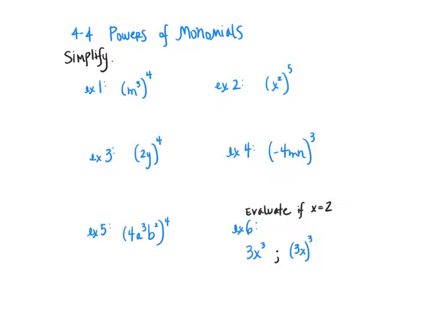Now, if we break it down like we did yesterday and say, okay, what does this mean? I'm going to take that off for a second. So that whole parentheses, m to the third, that monomial, is being raised to the fourth power. So what that actually means is m to the third times m to the third times m to the third times m to the third, if you were to actually write out what it means.